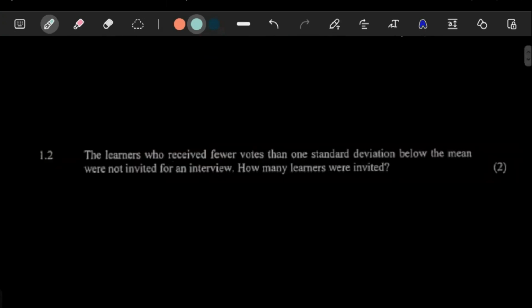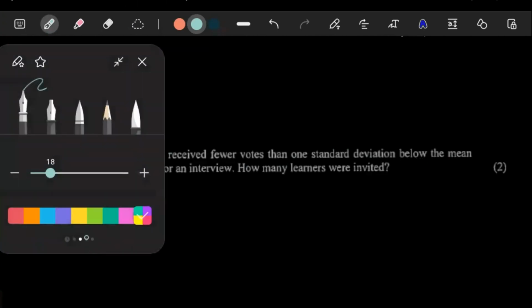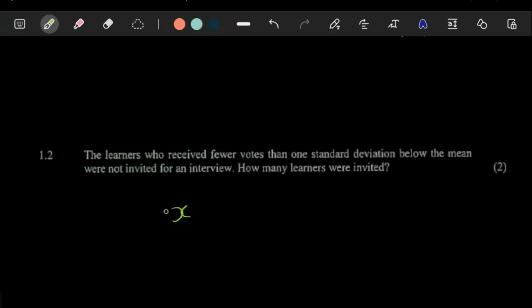It says the learners who received fewer votes than 1 standard deviation below the mean were not invited for an interview. How many learners were invited? So they said the ones that received fewer votes than 1 standard deviation below the mean did not receive an invite. So what that means is you have to take your mean and remove 1 standard deviation.